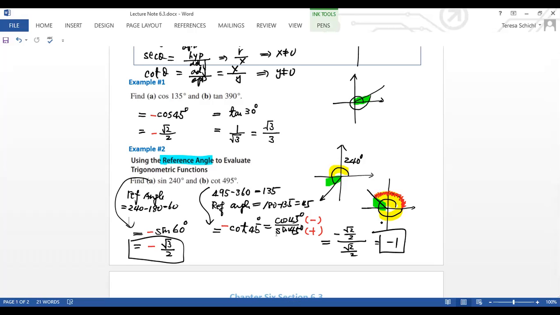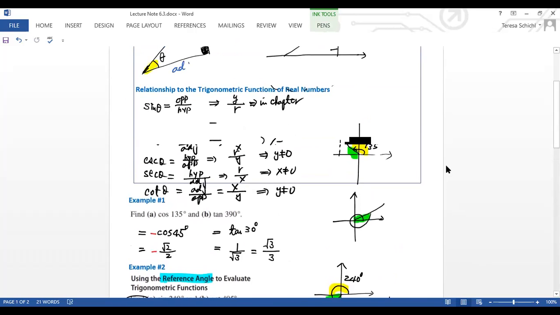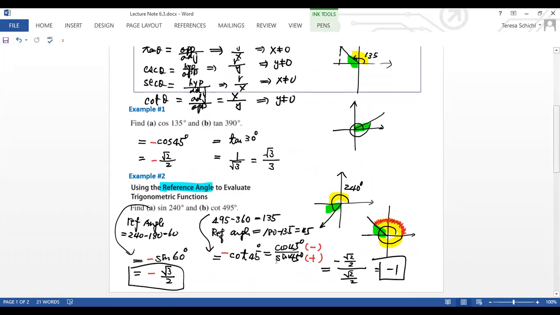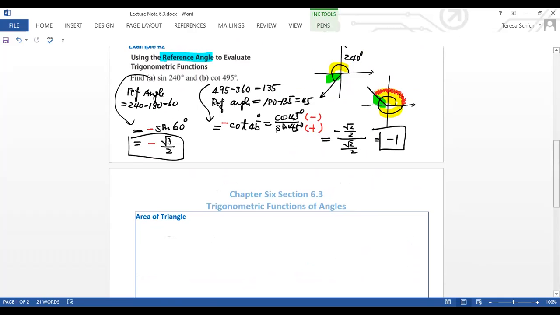The R is not 1 anymore. It's not a unit circle, but it doesn't matter. You can fit into any kind of circles here, right? So the R is just, by the Pythagorean theorem, x squared plus y squared. All right, so everything here follows the same as chapter 5.